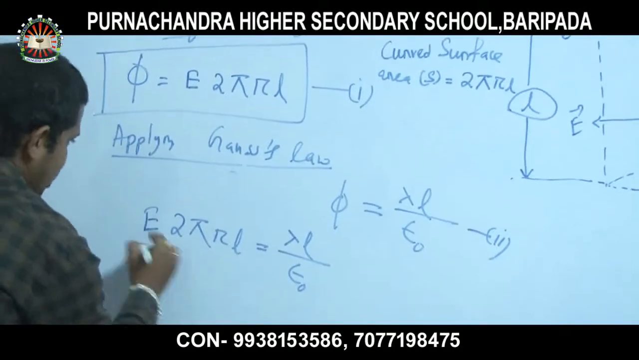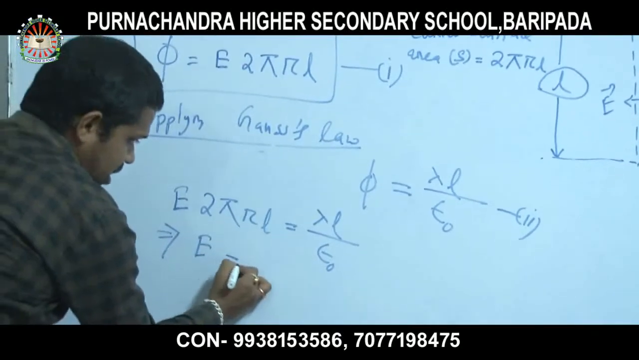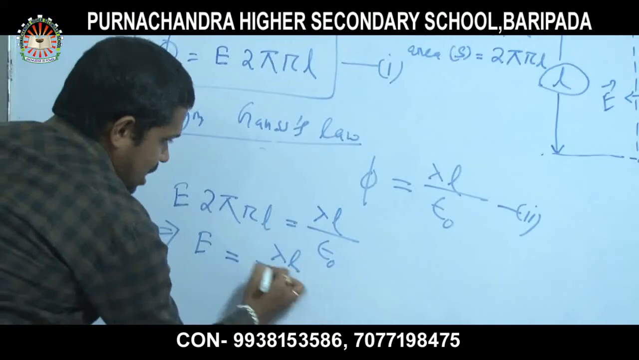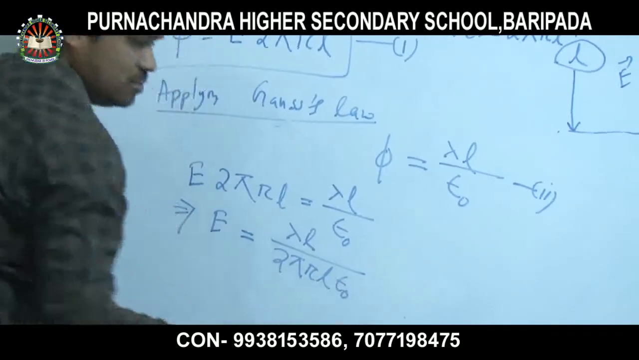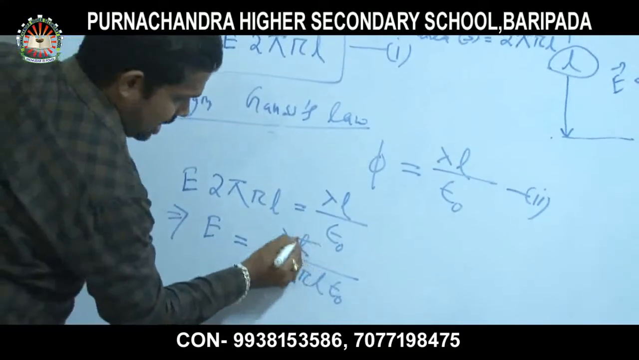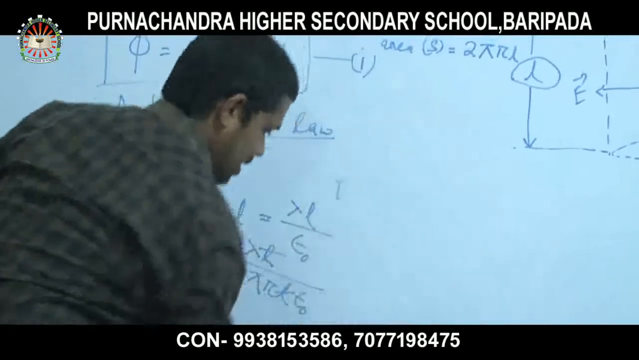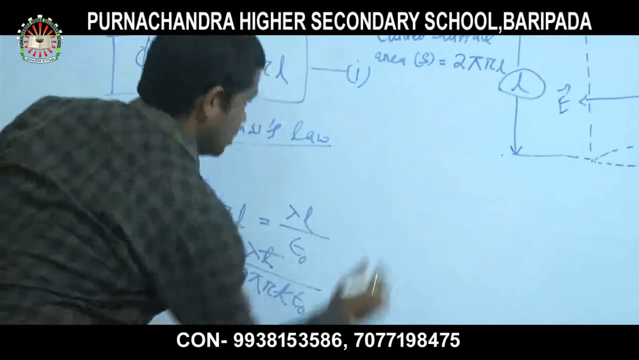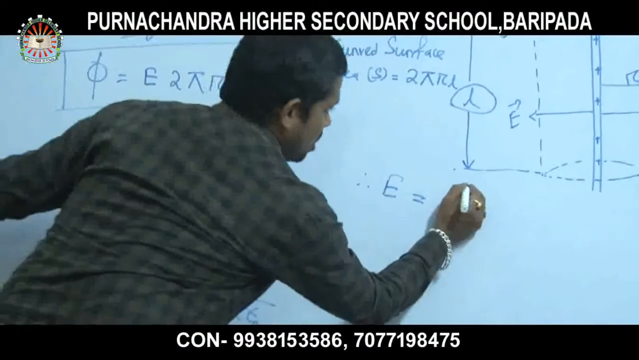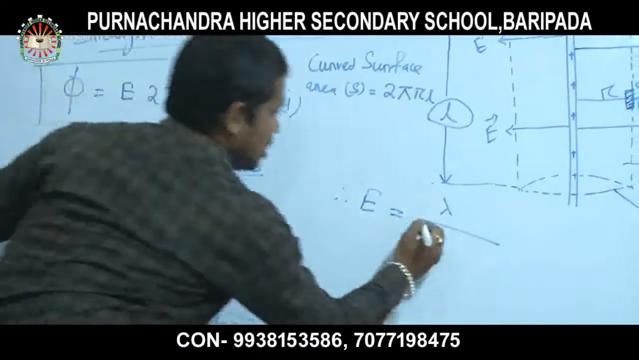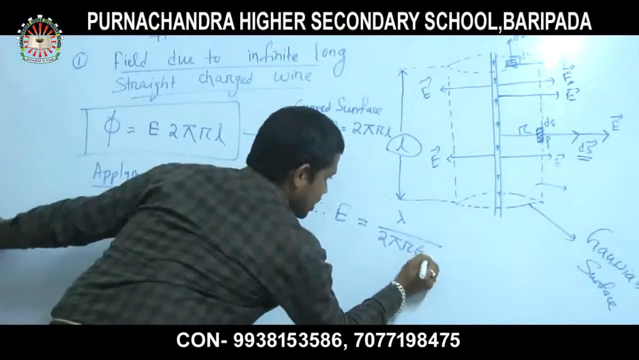So what is our aim? Our aim is to find out the electric field intensity. So the electric field intensity E is equal to lambda L divided by 2 pi r L epsilon 0. The L cancels out. Finally, look at this result: the electric field intensity E is equal to lambda divided by 2 pi r epsilon 0.